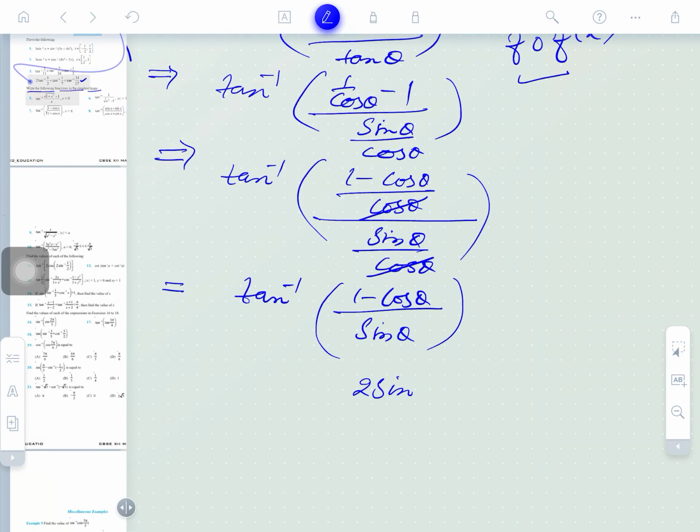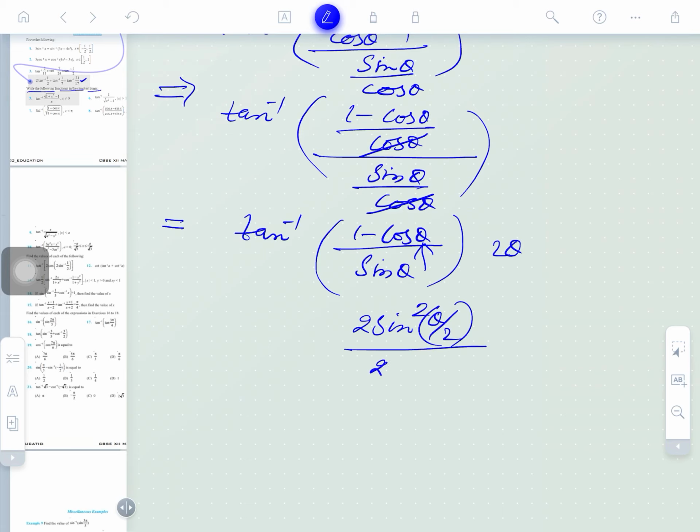2 times sine square theta by 2. When here is 2 theta, then theta comes here, and where is single theta? This is the formula for a semi angle. And this can be written as 2 sine theta by 2 and cos theta by 2.